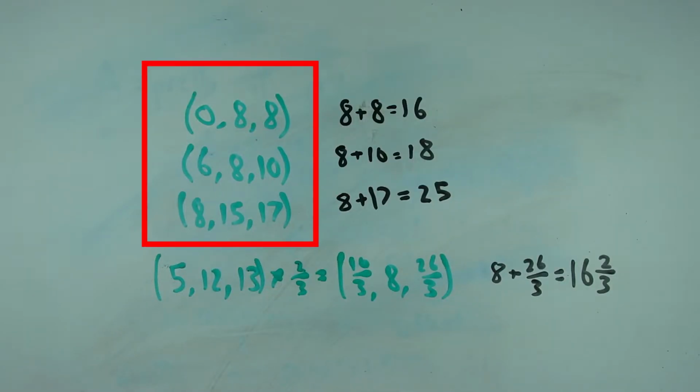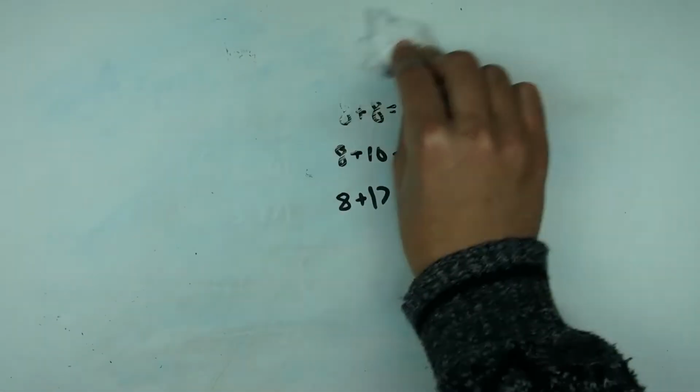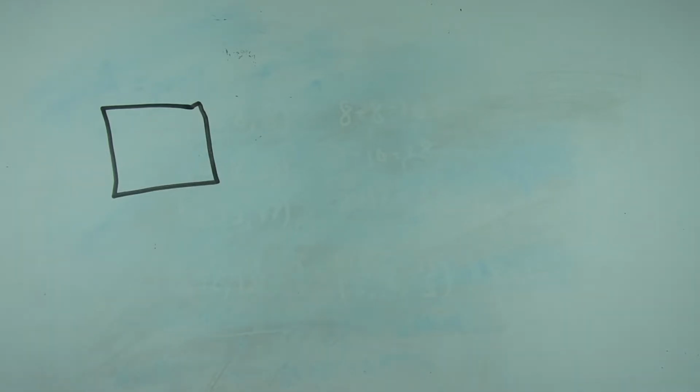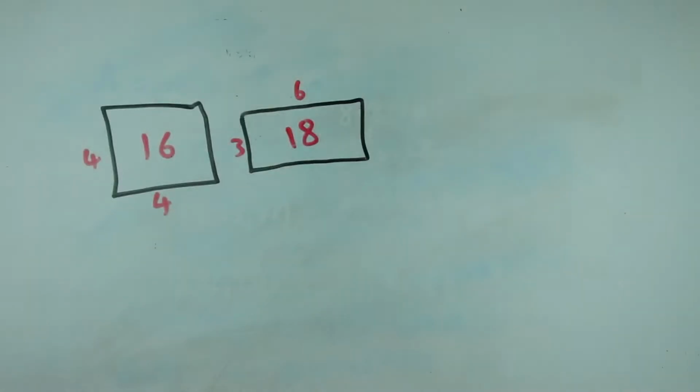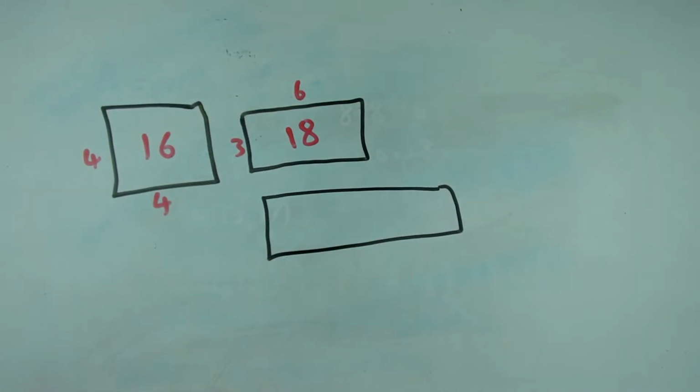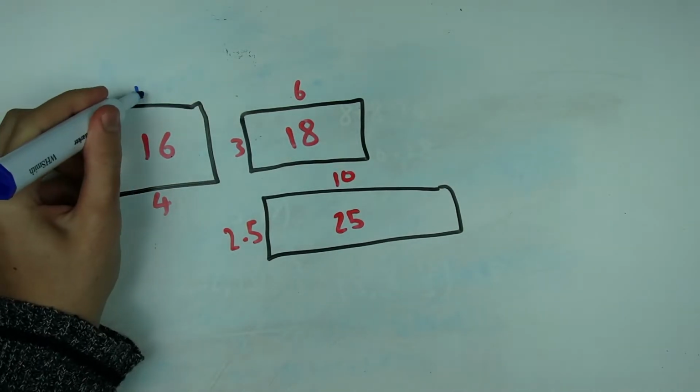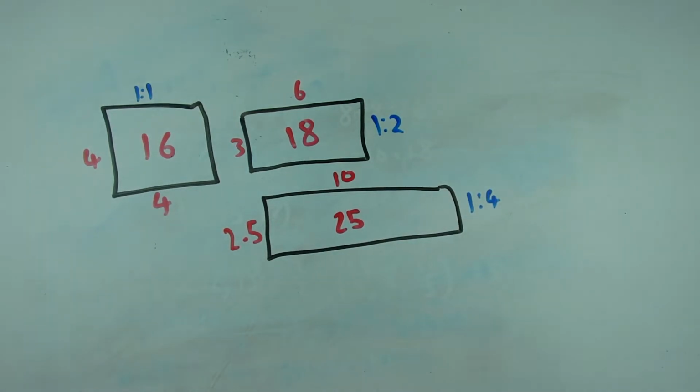Since only 3 of these are whole number triples, the only rectangles where the side lengths are rational and the area and perimeter are the same whole number are the 4 by 4 square, the 3 by 6 rectangle, and the 2.5 by 10 rectangle. Interestingly, with aspect ratios of 1 to 1, 1 to 2, and 1 to 4, respectively.